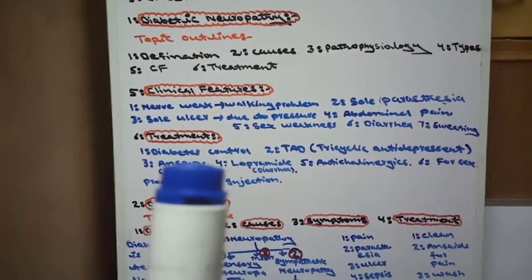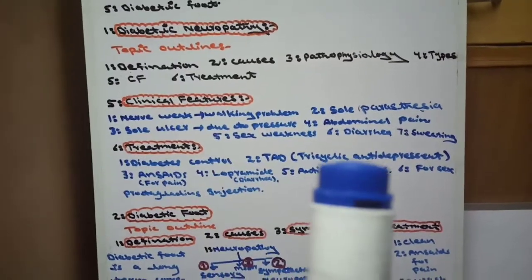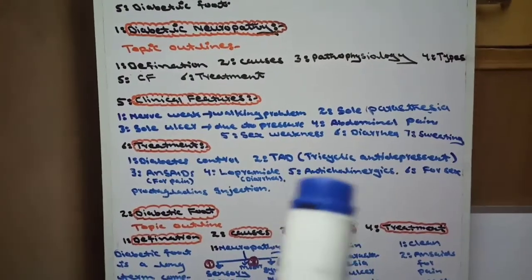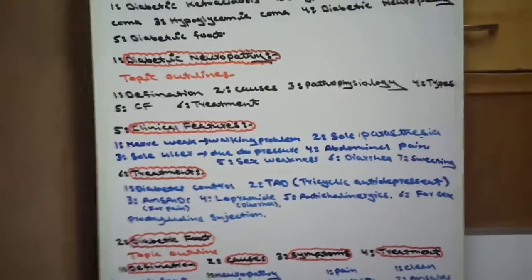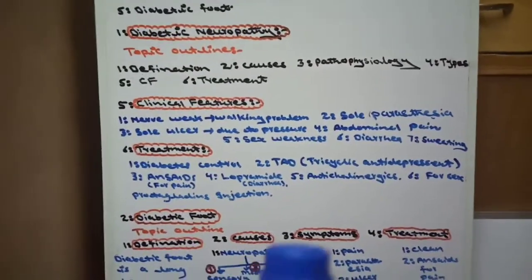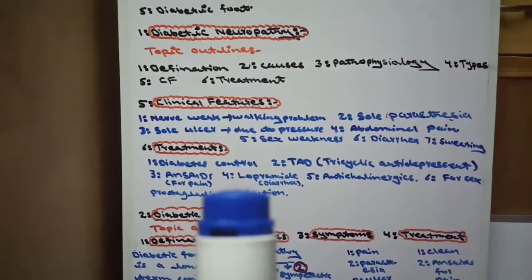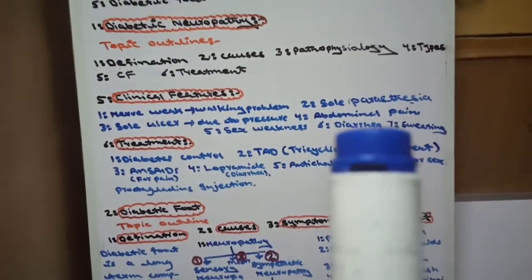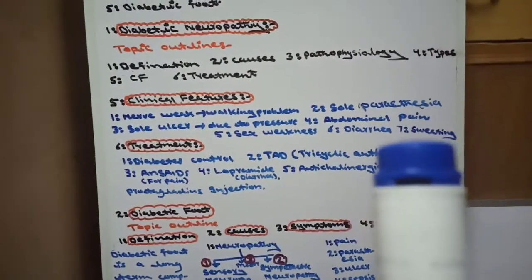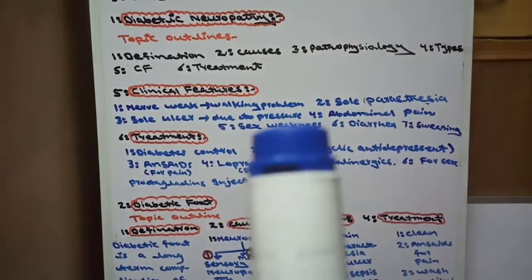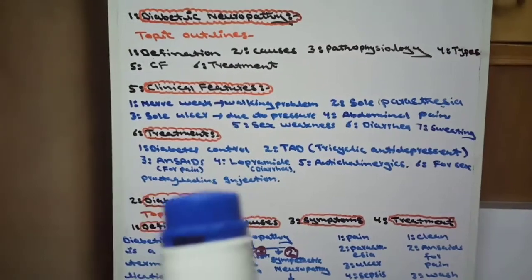Now come to the treatment. In treatment, first we do diabetic control. Number 2, we give a tricyclic antidepressant because diabetic neuropathy patients take more tension and stress. Number 3, we give NSAIDs for pain. Number 4, loperamide for diarrhea, anticholinergic for sweating, and for sex weakness we give prostaglandin injections. This is the treatment of diabetic neuropathy.